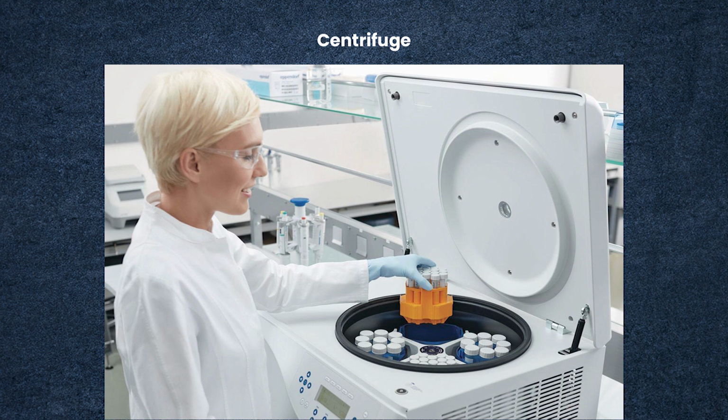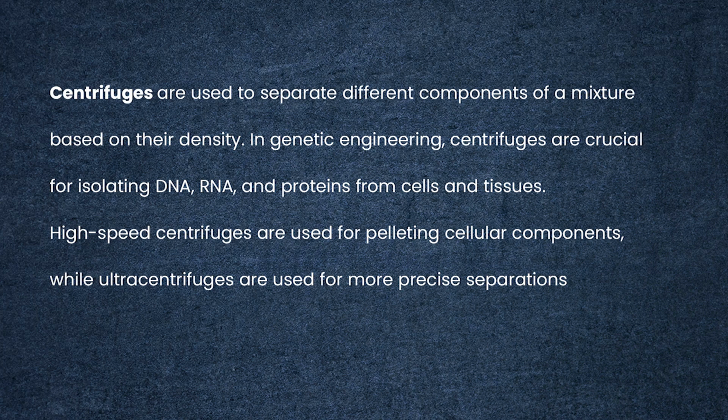The next basic instrument that we will be talking about is a centrifuge. So, basically centrifuges are the instruments that are used to separate different components of a mixture based on their density. Centrifuges basically work on the principle of sedimentation, and under the influence of centripetal acceleration, the components of a mixture are separated on the basis of their density.